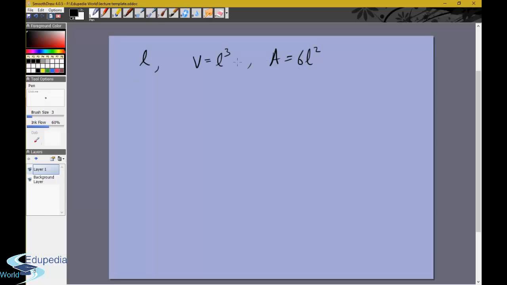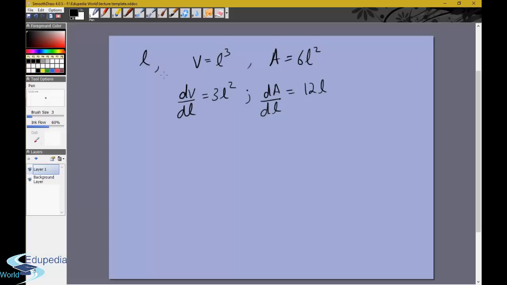We can calculate the change of both of them with respect to the length. So dV by dL will be 3L squared, and dA by dL will be 12L, right? And so this is all general. The small change in volume will be 3L square multiplied by the small change in length, and the small change in area will be 12L multiplied by the small change in length, right?